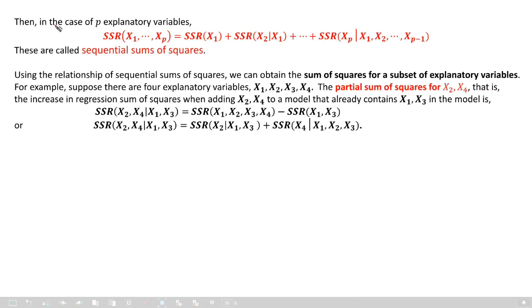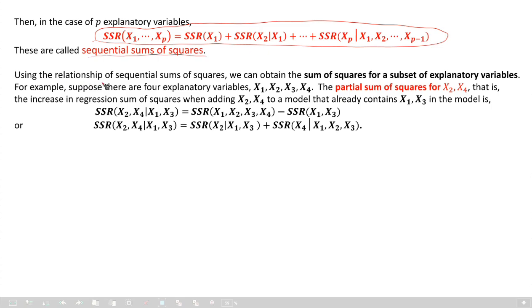In the general case, in the case of p explanatory variables, SSR x1 up to xp equals SSR x1 plus SSR x2 given x1, the increase of SSR when adding x2 after x1, and so on, up to SSR xp given x1, x2, ..., xp minus 1. This is a general expression of sequential sum of squares. These are called sequential sums of squares. All right.